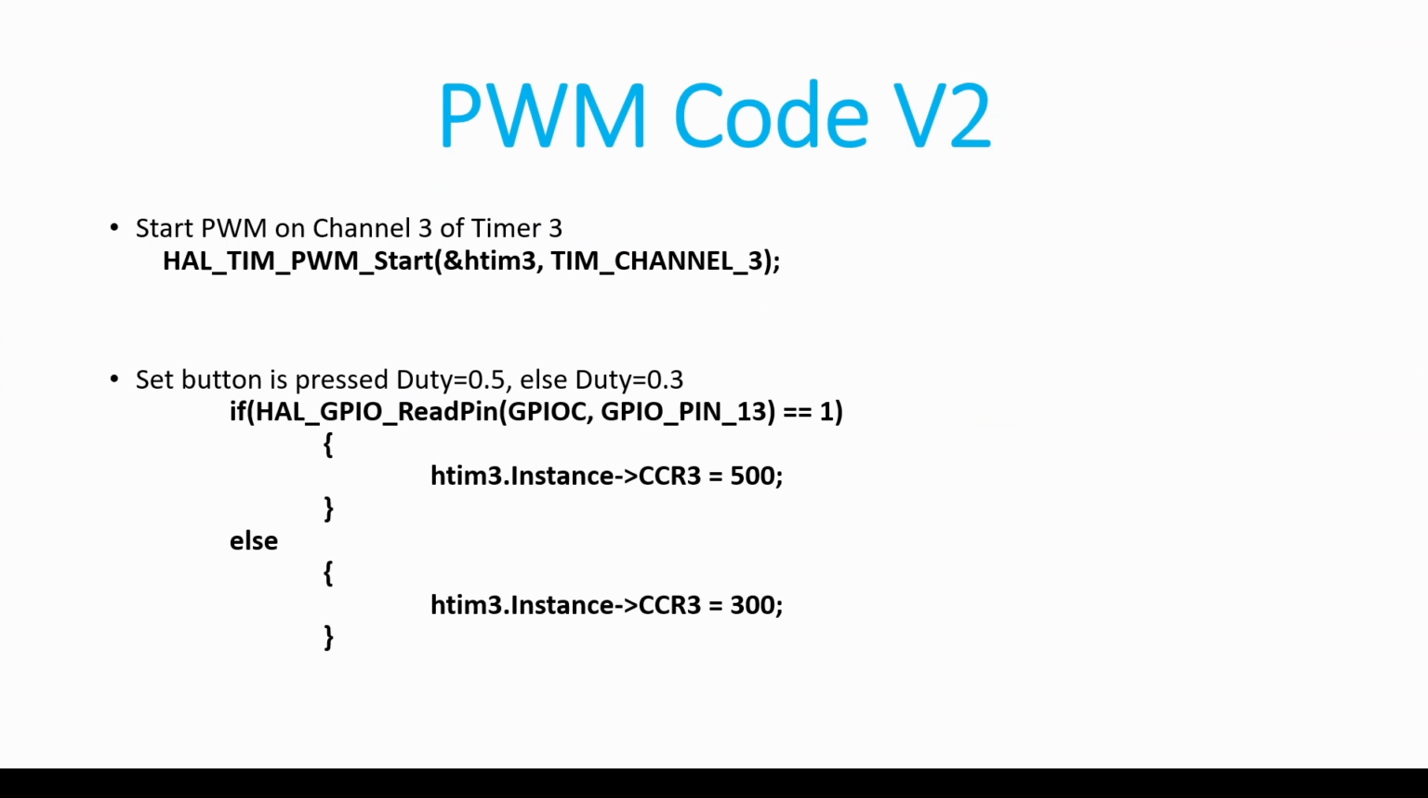Lastly, to show how easy it is to adjust the duty cycle on the fly, I'm going to use the built-in push button on the Nucleo. When the button is pushed, the duty cycle will change to 50%, else it will be 30%. Now, if I enter this code within the while loop and run the program, we can observe this function in action.